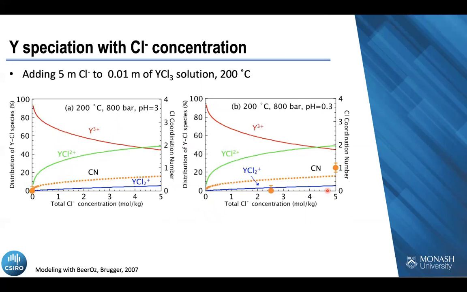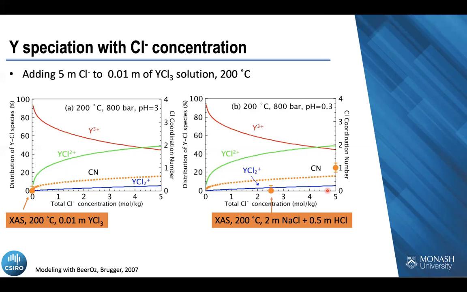After collecting the data, we can do some thermodynamic modeling. Here's the yttrium speciation against chloride concentration at 200 degrees and at pH equals 3 and 0.3. The two pH values were chosen to compare with the XAS solutions: this point is for the solution containing 0.01 molar yttrium chloride, this point is to compare with the solution containing 2 molar sodium chloride and 0.5 HCl, and this is to compare with the XAS solution containing in total 10 molar chloride.